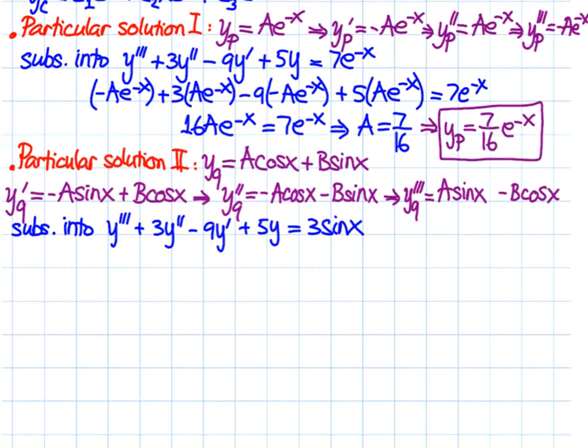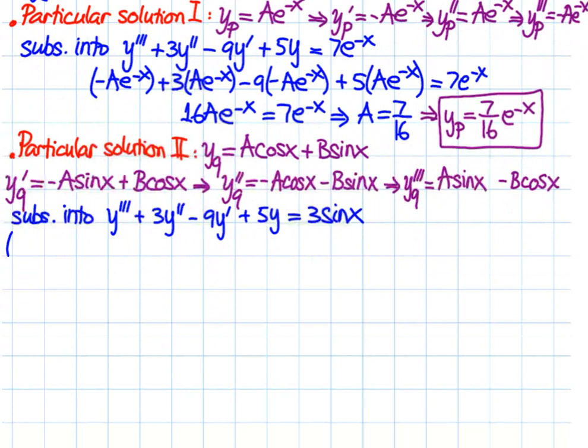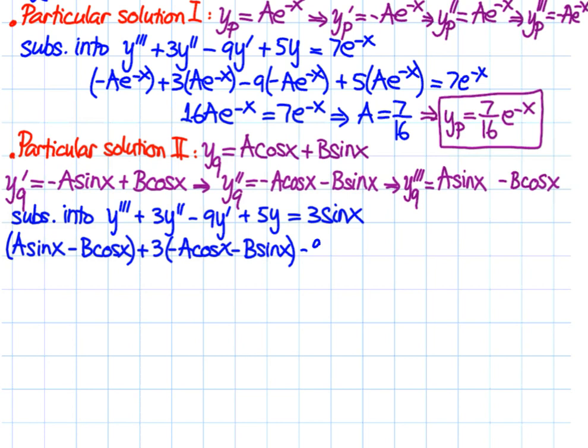Right. So first we have the third derivative, which gives us a sine x minus b cosine x, plus 3 times the second derivative, negative a cosine x minus b sine x, minus 9 times the derivative, negative a sine x plus b cosine x, plus 5 times the function a cosine x plus b sine x, equal to 3 sine x.